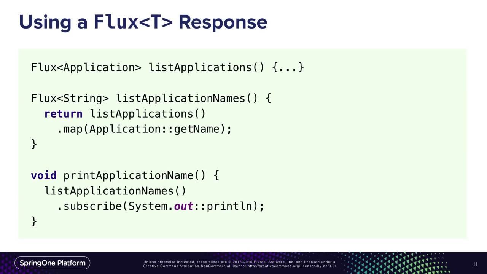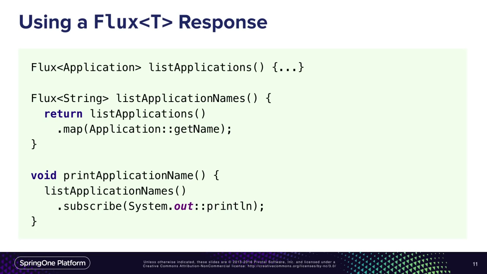So if we take a look at some code here, we see that listing applications is basically a Flux of applications coming back. And we can do things with that particular Flux of applications. We can say, okay, given a list of applications, we can map that to a set of application names. It basically says, we don't know how many applications are going to be coming out of the system. It could be 0, it could be 1,000, whatever. And I want you to behave the same way on each one of them.